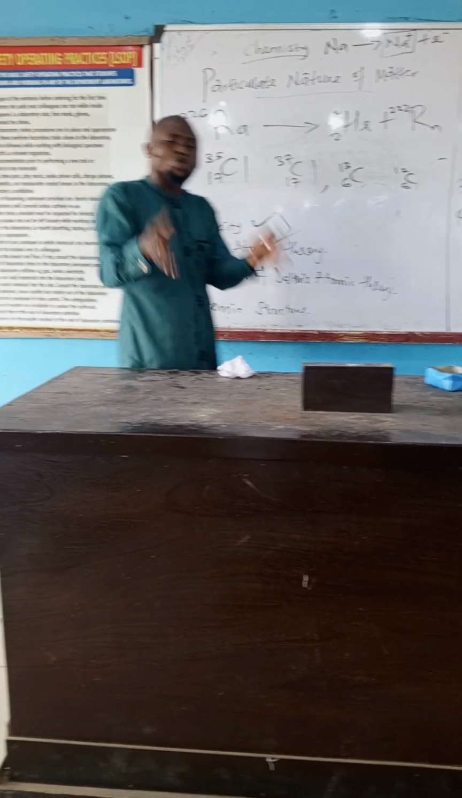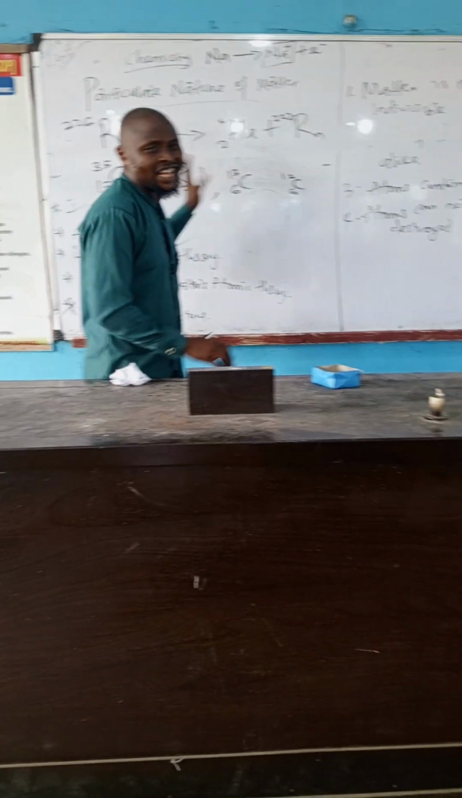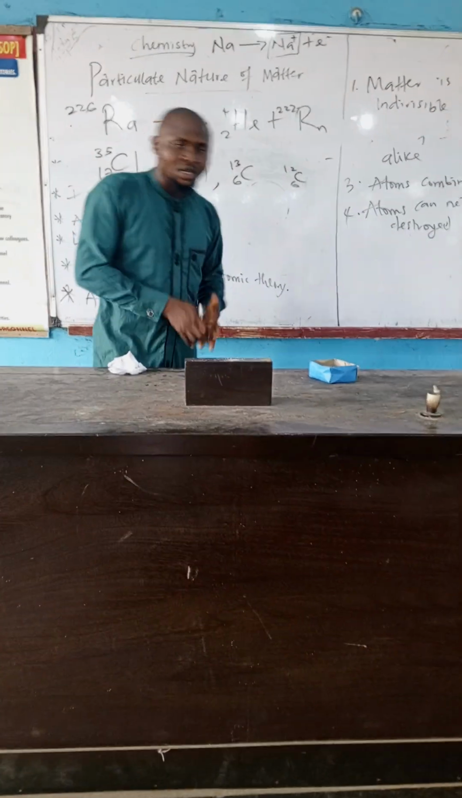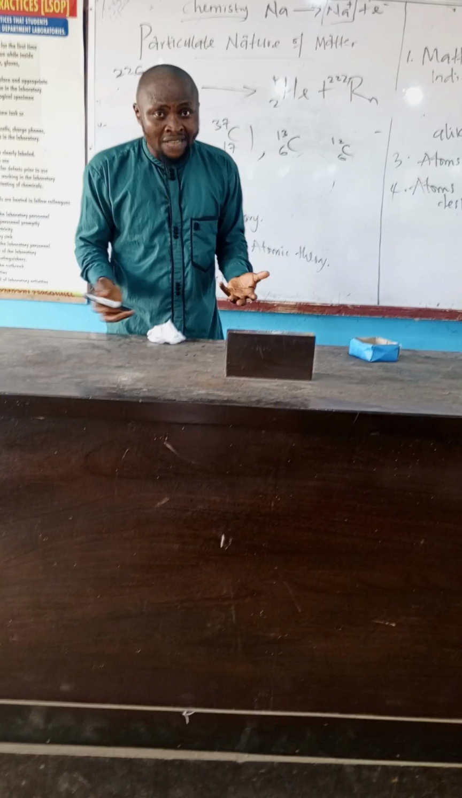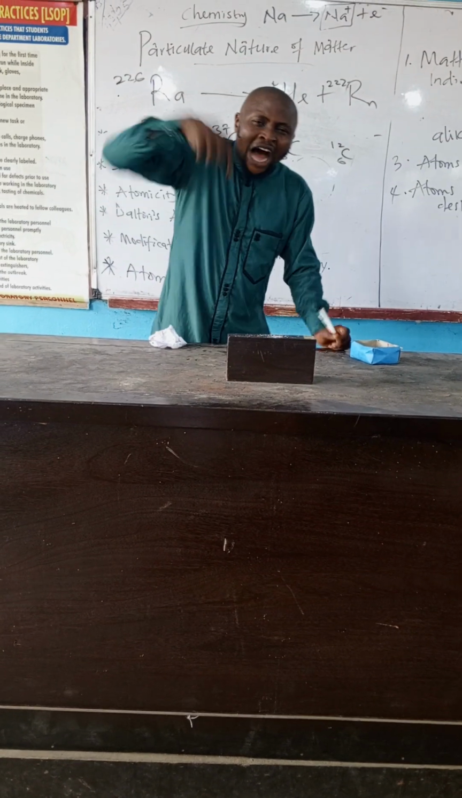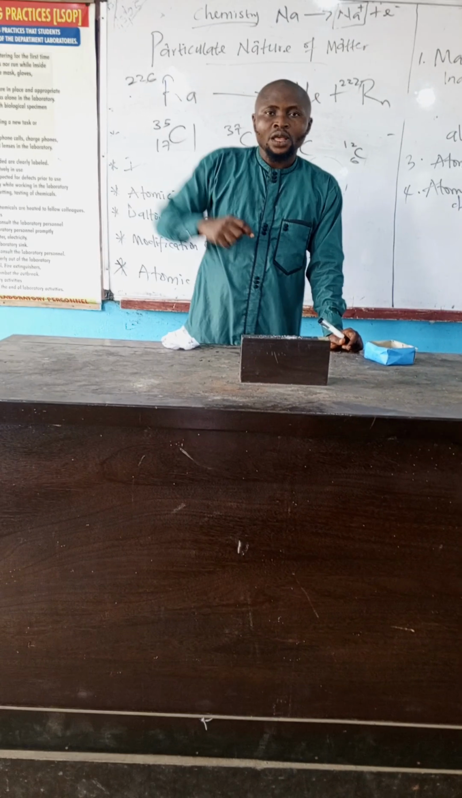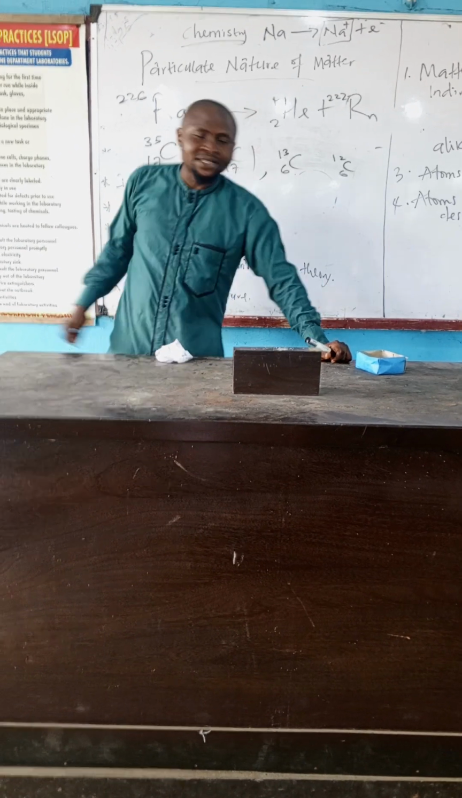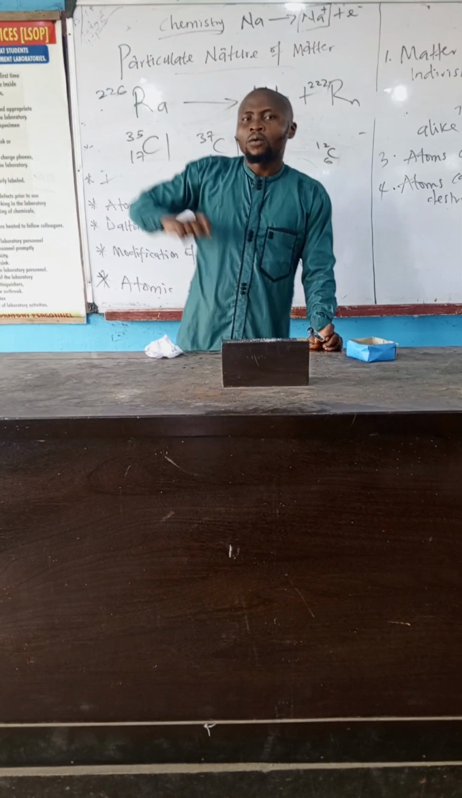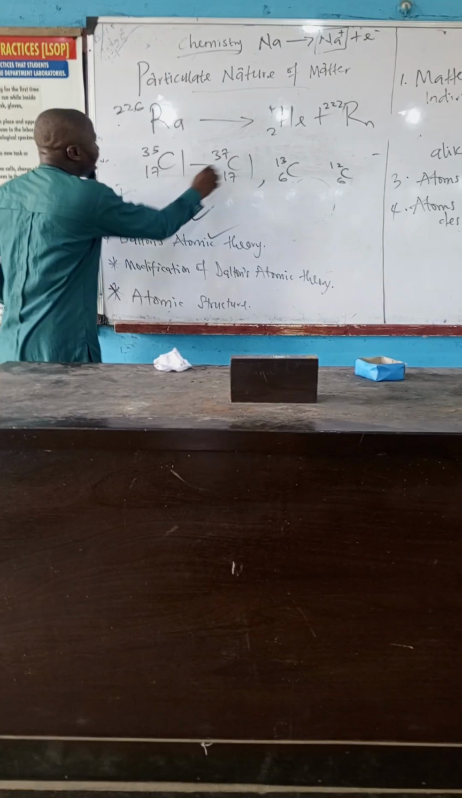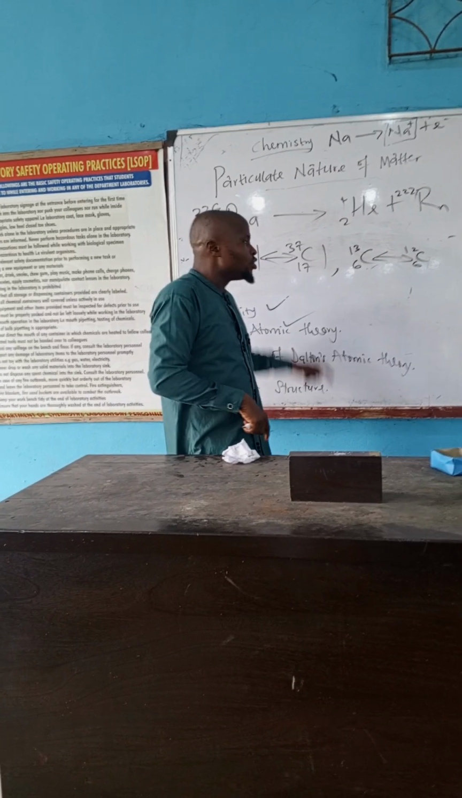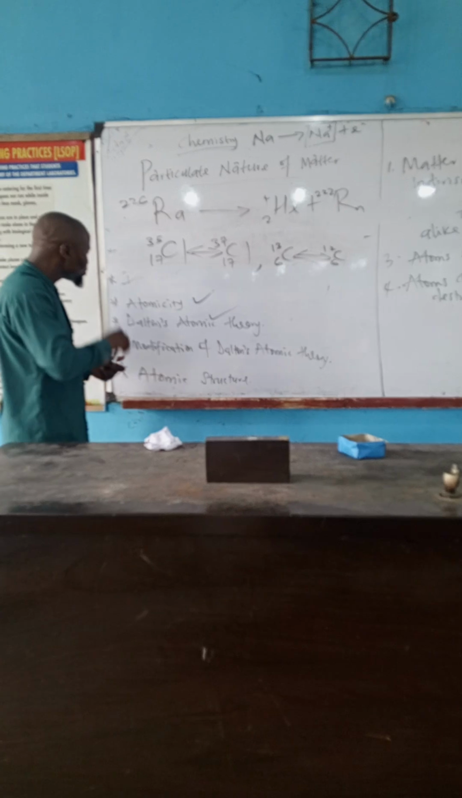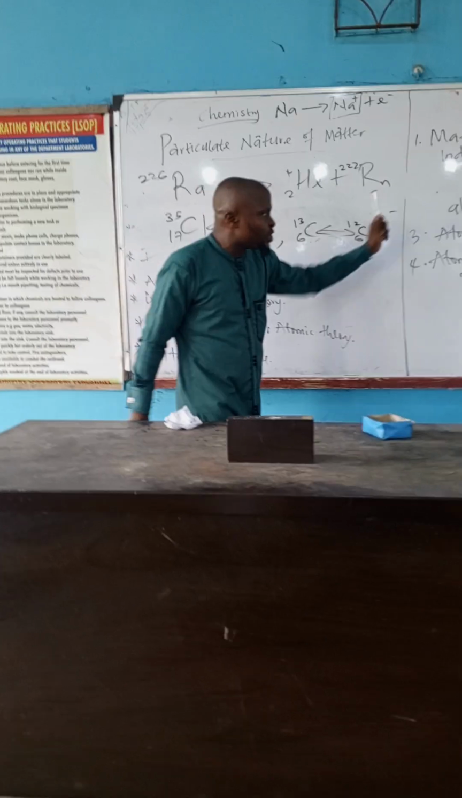So isotopy is this phenomenon, the occurrence. But isotopes are those atoms themselves, the atoms of the same element that have the same atomic number but different mass number. The property, the phenomenon, is called isotopy, but these are isotopes. So that is the second modification.